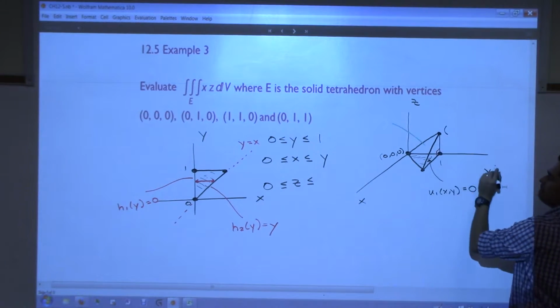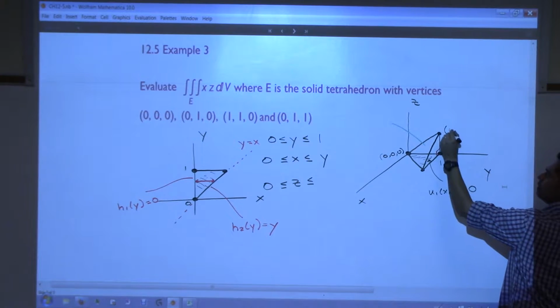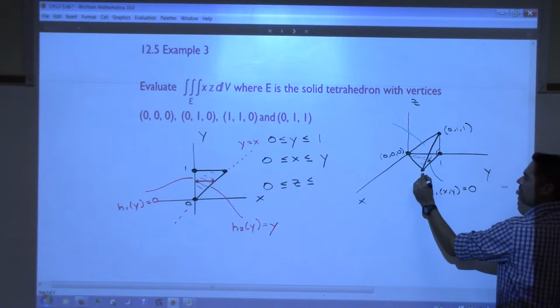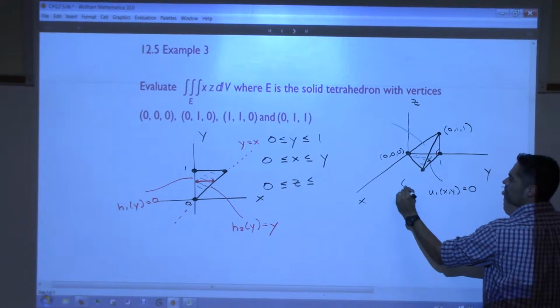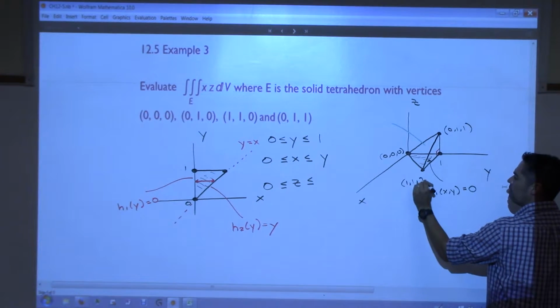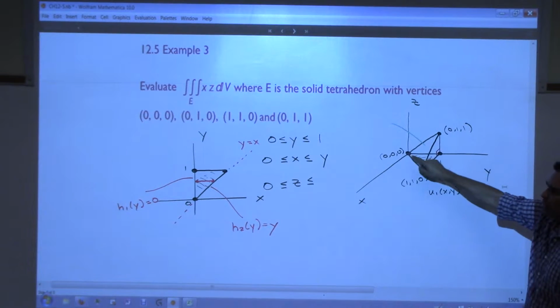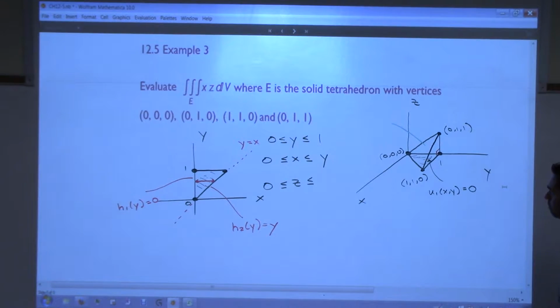This point right here, 0, 1, 1, right? And this point right here, which is 1, 1, 0. You cannot accidentally grab this one. If you grab that one that doesn't live on the plane, then it's all over after that. So it's these 3 points, right? Live on the plane.